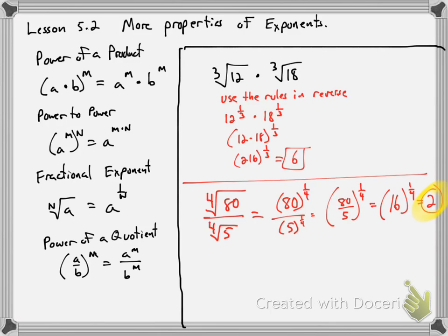Alright, so we got the 4th root of 80 divided by the 4th root of 5. We can pull out the 1/4 power. 80 divided by 5 is 16. The 1/4 power of 16 is 2.